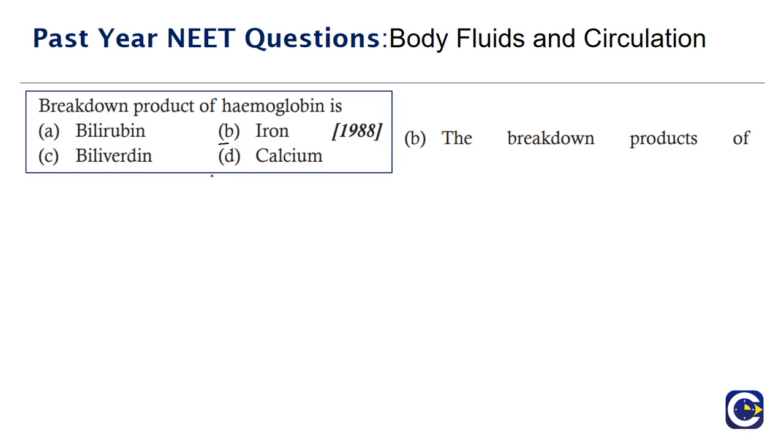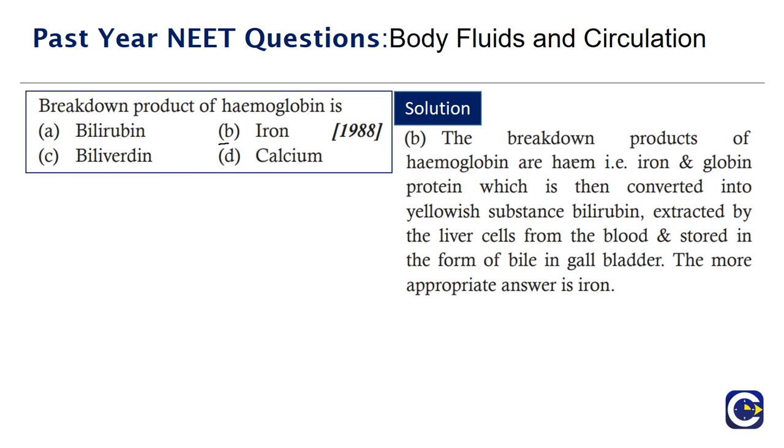Okay, so the solution is the breakdown products of hemoglobin are heme, iron and globin proteins. Heme is then converted to the yellowish substance bilirubin, extracted by the liver from blood and stored in the form of bile in the gallbladder. The more appropriate answer is iron. So we can also say biliverdin and bilirubin. Calcium is not much of relevance here.